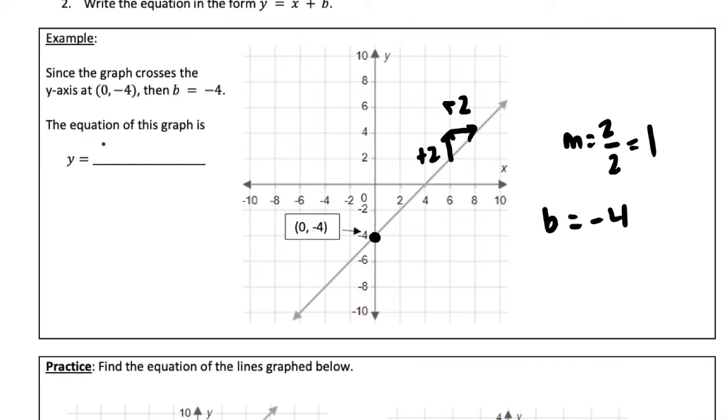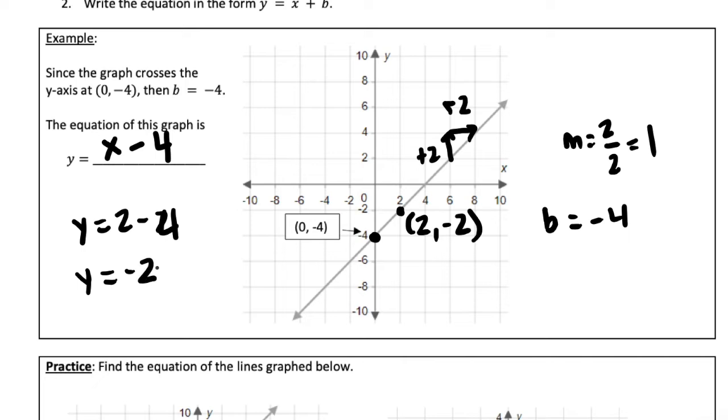That means that we are going to fill in our equation. Our m value is 1, so we can just write x instead of 1x. And since our y-intercept is -4, we can just say -4. So then you can test it out. Pick a point that's on your line, like we have 2, -2 here. If I plug in y equals 2 minus 4 for that x value that I just picked, which was 2, then y should equal -2. My x value is 2, my y value is -2, so that one does work for that rule that we just created.